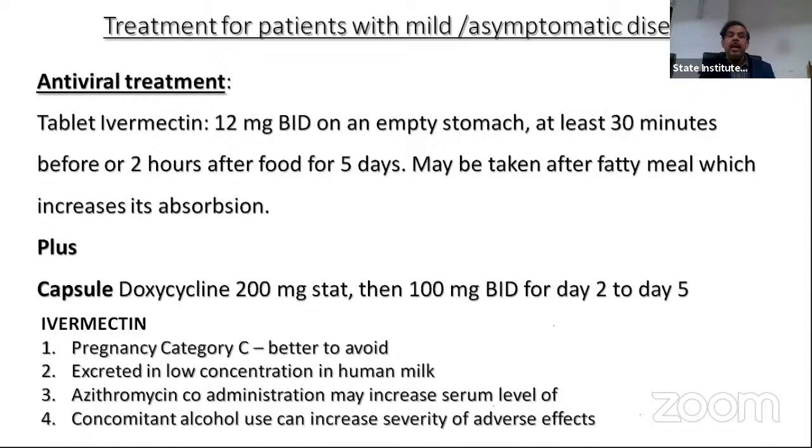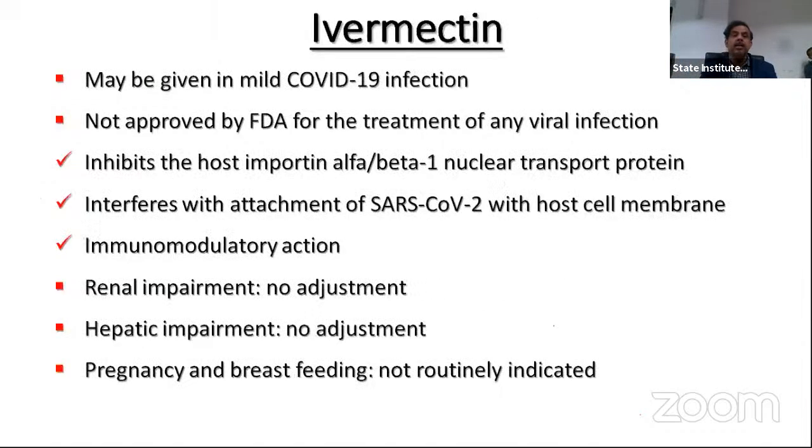Ivermectin is pregnancy category C. You should better avoid it in pregnant and lactating mothers. Azithromycin may increase the serum level and may cause side effects. Concomitant alcohol can also increase the severity of adverse effects. So ivermectin may be given in mild COVID-19 infection. It is not approved by the FDA USA for any viral infection, but there are other guidelines which are promoting it, and we should use it as per our national guideline.